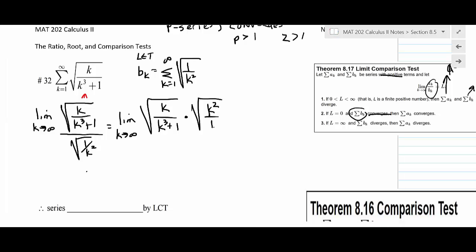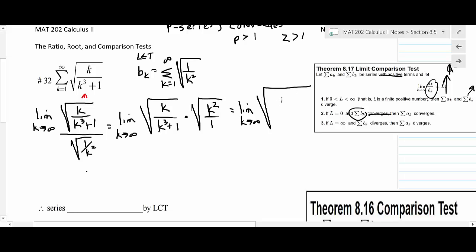We were dividing by a fraction, so we're multiplying by the reciprocal. Okay, next thing you're going to do is the limit as k goes to infinity. And they're both under a radical. That's the reason that I chose this right here to be like that.